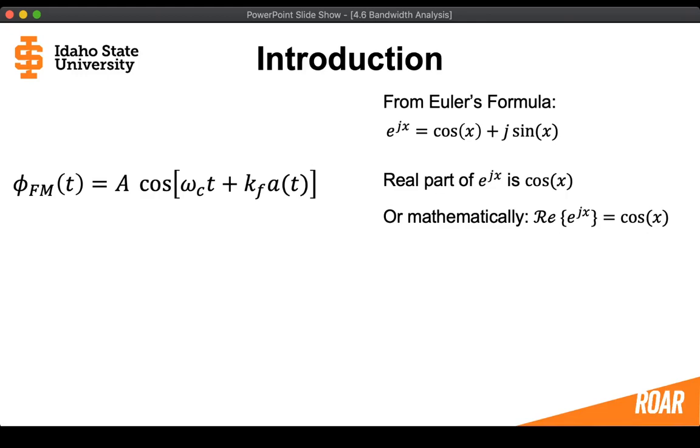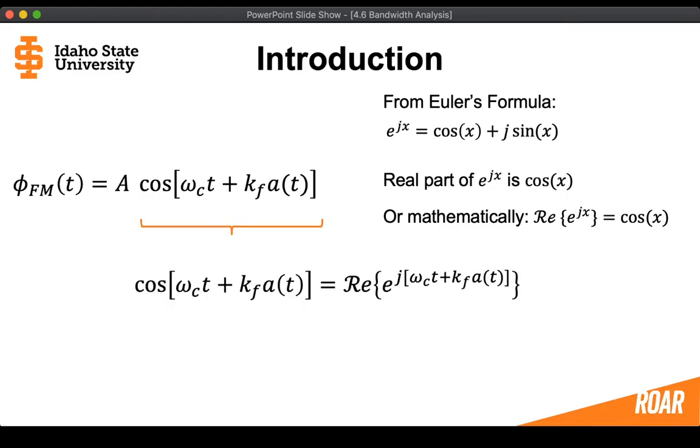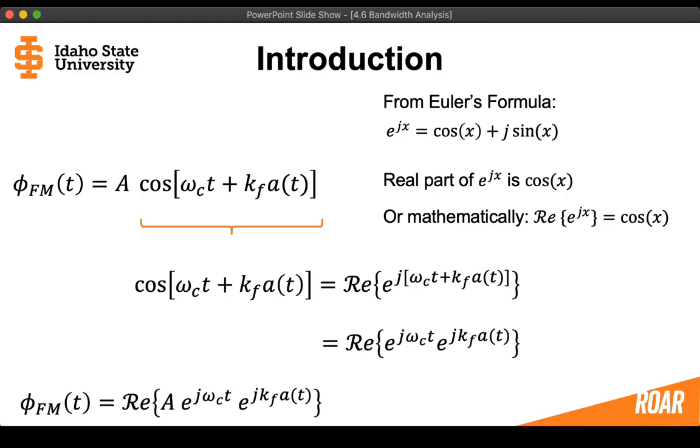Now, our modulated signal, phi FM, contains a cosine. So let's take this cosine and say that we could rewrite it as the real part of some complex exponential of e to the j (omega c t plus kf times that function a(t)), and that's the integral of our message. And you could split up that exponential like this, so that we have e to the j omega c t multiplied by e to the j kf a(t).